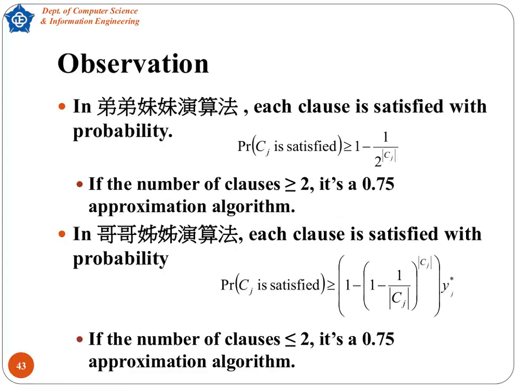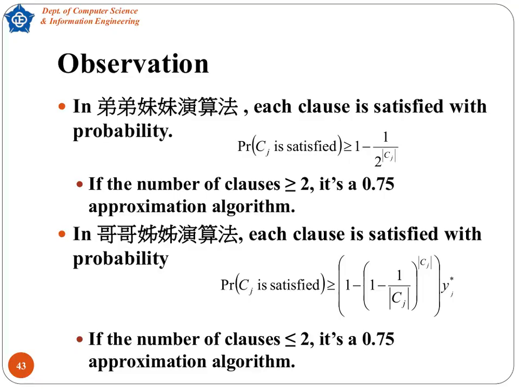Building on our previous insights, let's dive into two key observations about randomized rounding for satisfiability. First, in the younger sibling algorithm, each clause C_j is satisfied with probability Pr[C_j is satisfied] ≥ 1 − 1/2^k_j. Consequently, as long as every clause has size at least 2, this simple scheme already guarantees a 0.75 approximation.